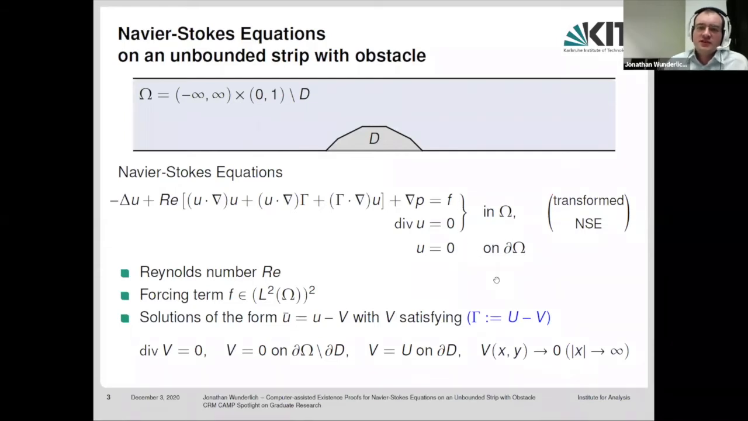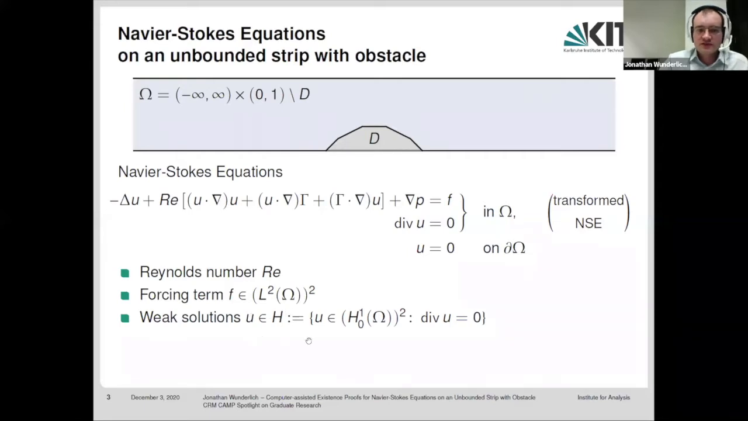And let me just mention that here in the right-hand side F, we have absorbed some terms which are independent of U. So this F here is actually not the forcing term from the beginning. So just keep in mind that this is not the forcing term from the beginning. And then we are looking for weak solutions in space H, which is the divergence-free subspace of H10. And since this is used in several computer-assisted techniques, we need to rewrite this as a zero finding problem.